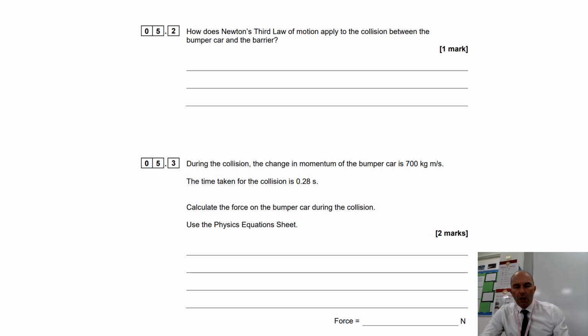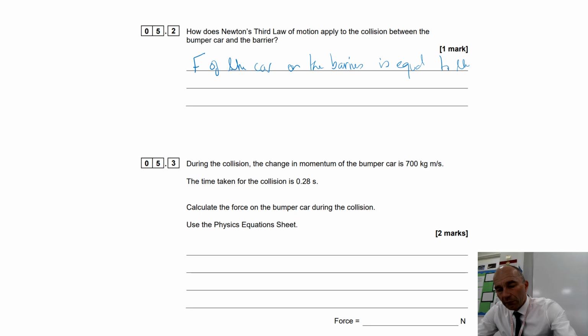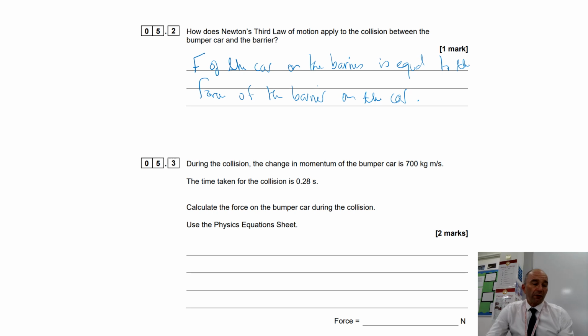Question 5.2. How does Newton's third law of motion apply to the collision between the bumper car and the barrier? So remember, this is our equal and opposite forces. So the force of the car on the barrier is equal to the force of the barrier on the car. So our forces are acting in equal and opposite directions.